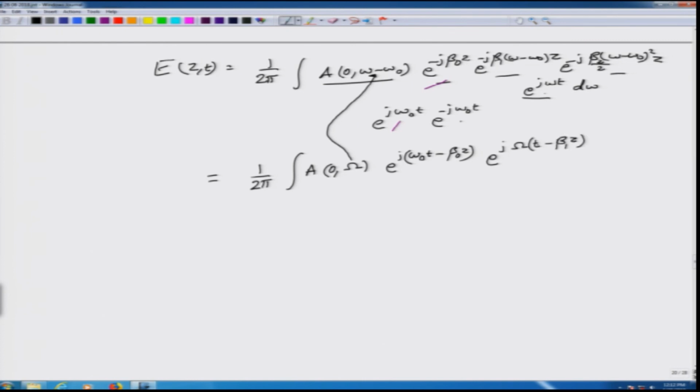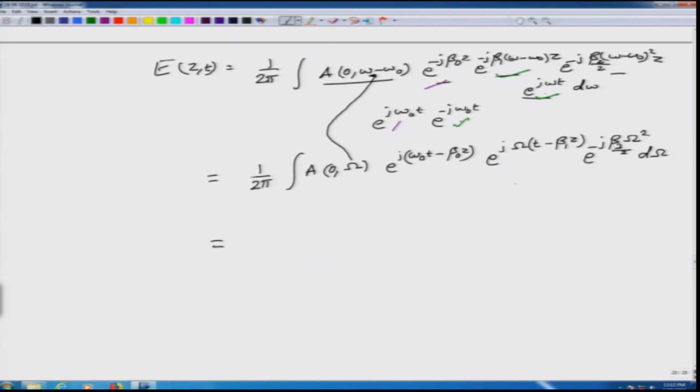That, as I told you, can be obtained by combining this one with the term e to the power minus j omega 0 t, and combining it with the term which has beta 1 at the top. Then you have e to the power minus j beta 2 omega square by 2, d omega. The integral limits would technically still go from minus infinity to plus infinity, but this is the expression that you were looking for.